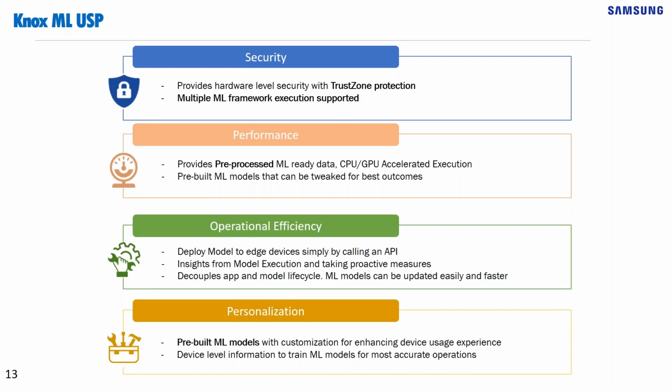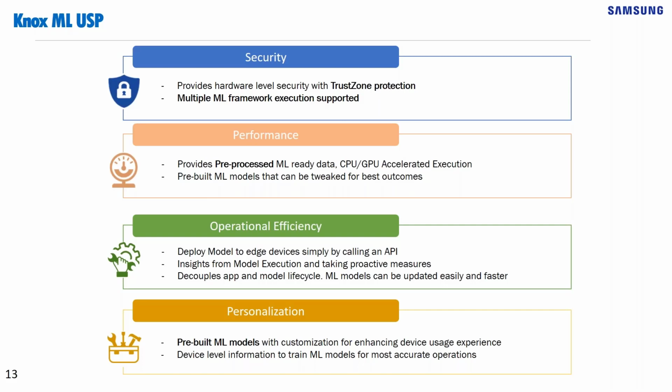On performance, as I told, we have pre-processing acceleration as well as GPU and CPU based accelerated execution of models. Pre-built ML models you can directly call with a single API. You don't have to worry about how to use the models or how to get the outputs. In most cases we are tweaking the performance towards Samsung hardware, both GPU and CPU, on how we can enhance performance more specifically for Samsung hardware.